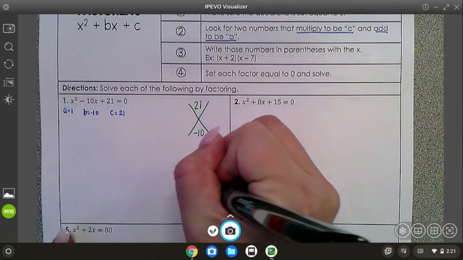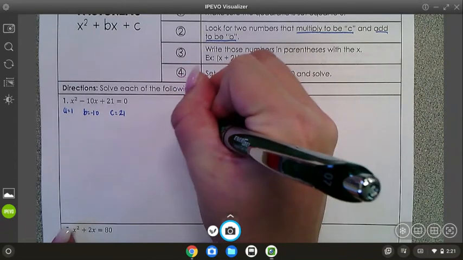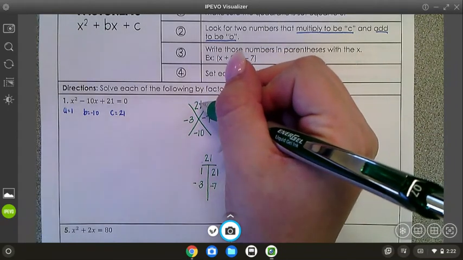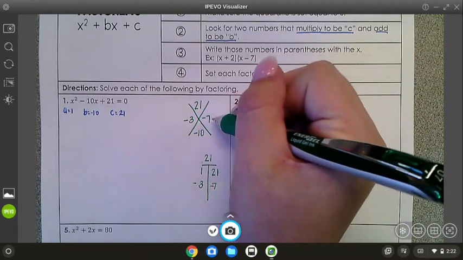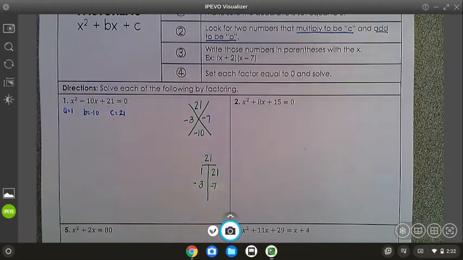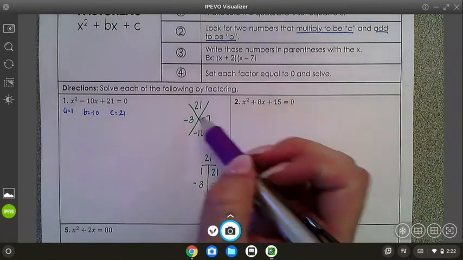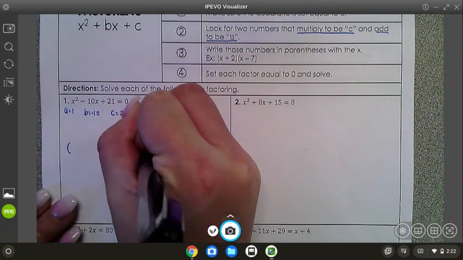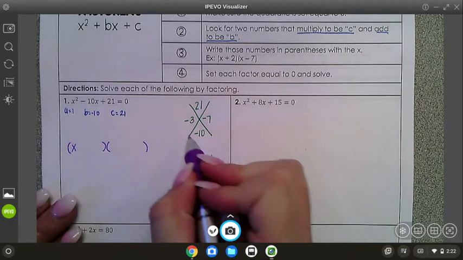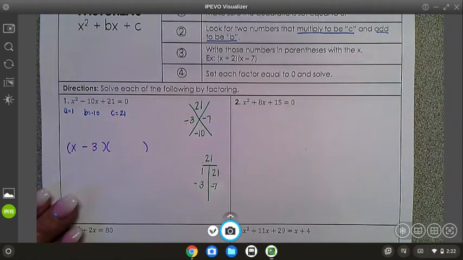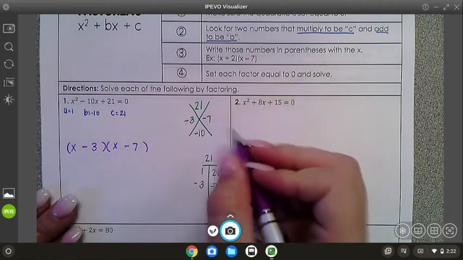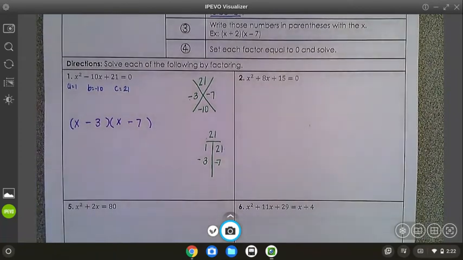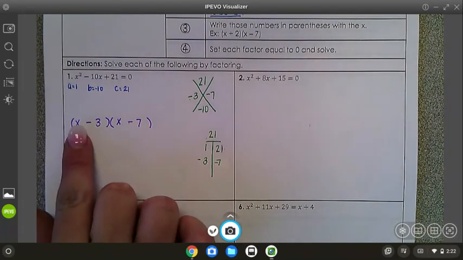If I make both of these negative, when you multiply a negative times a negative, you're still going to get a positive 21. But when I add negative 3 and negative 7, I get negative 10. So we found our two numbers. We're going to take those two numbers and we're going to write them into factors. So it's going to be x minus 3, because that was a negative 3, and x minus 7, because that's a negative 7. If we were just factoring, which is what you did in Algebra 1, this would be your final answer.